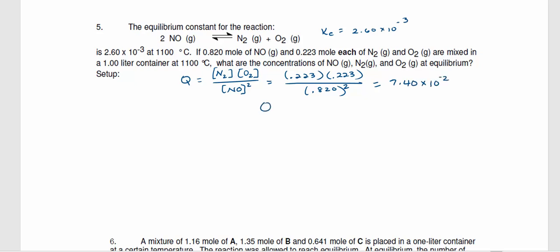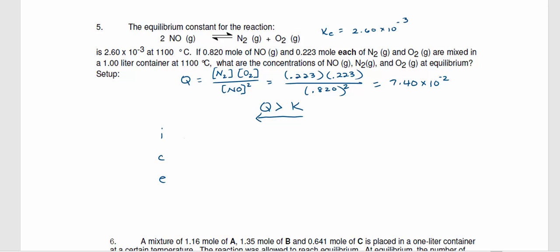Now my Q value is greater than my K value. That means the reaction is going to shift to the left. So we're going to subtract from the product side and add to the reactant side, and that is because my Q is greater than K. We need to make this value smaller, and we do that by reducing our products and increasing our reactants.